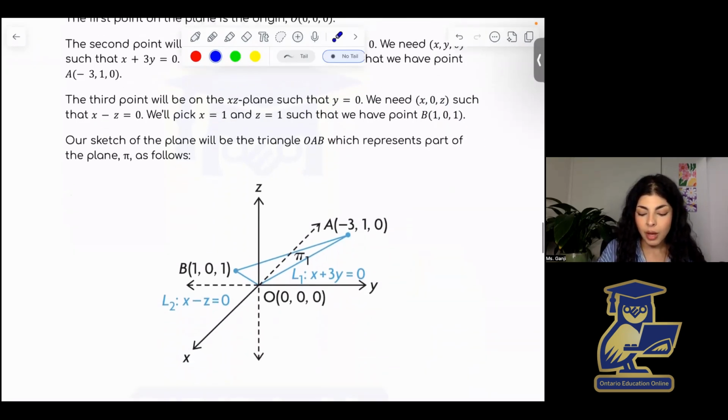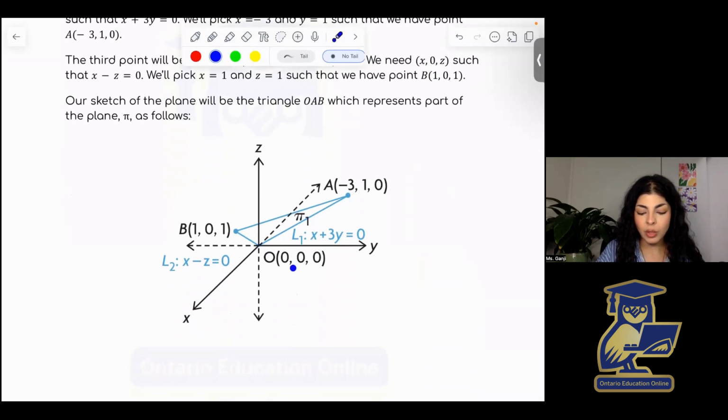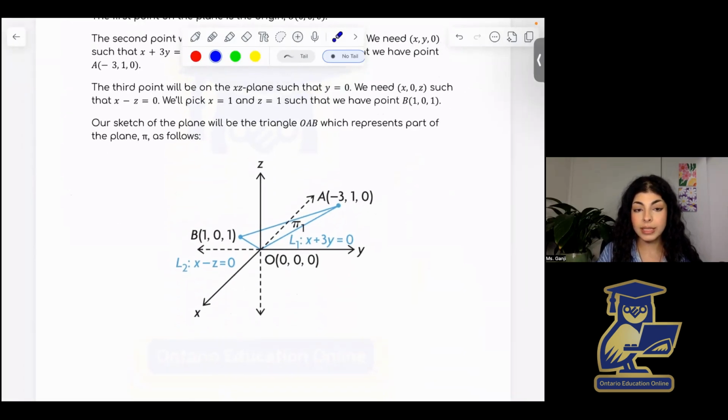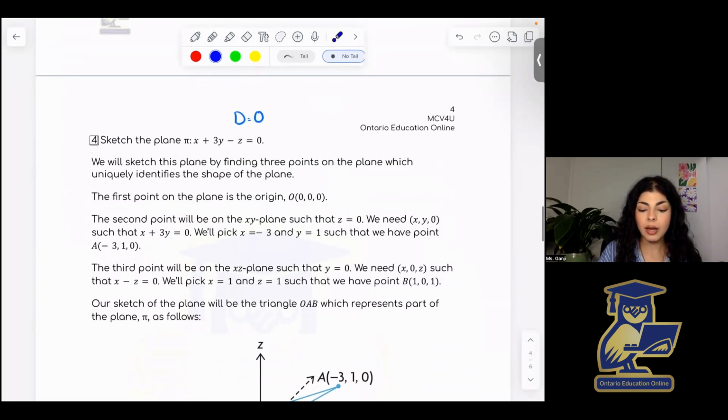Now I plot those 3 points. I had the origin, here is point B, and here's point A, and all you do is connect them. In this case, you don't actually need a parallelogram. Just the triangle in itself will suffice as the shape of the plane, and that's it. You would be done, and that's your sketch right there. So again, when D is equal to 0, now you have a method for finding 3 points and then being able to sketch the graph.